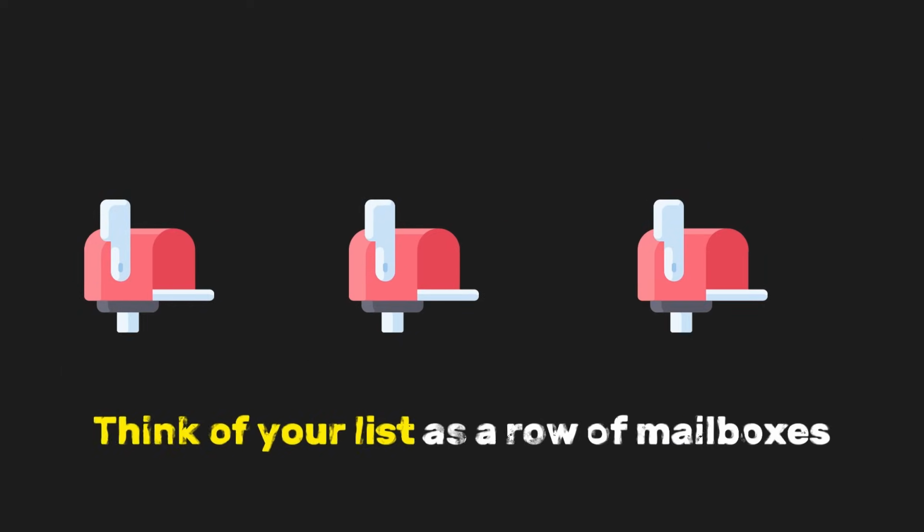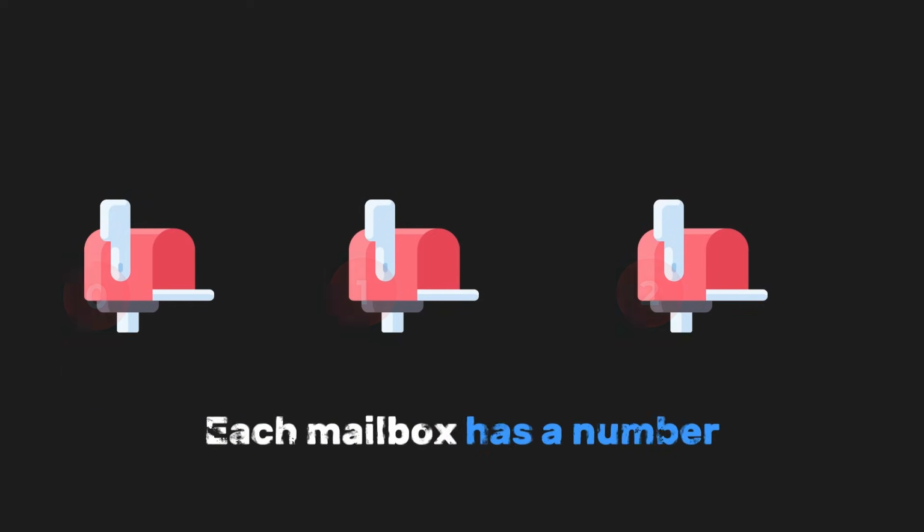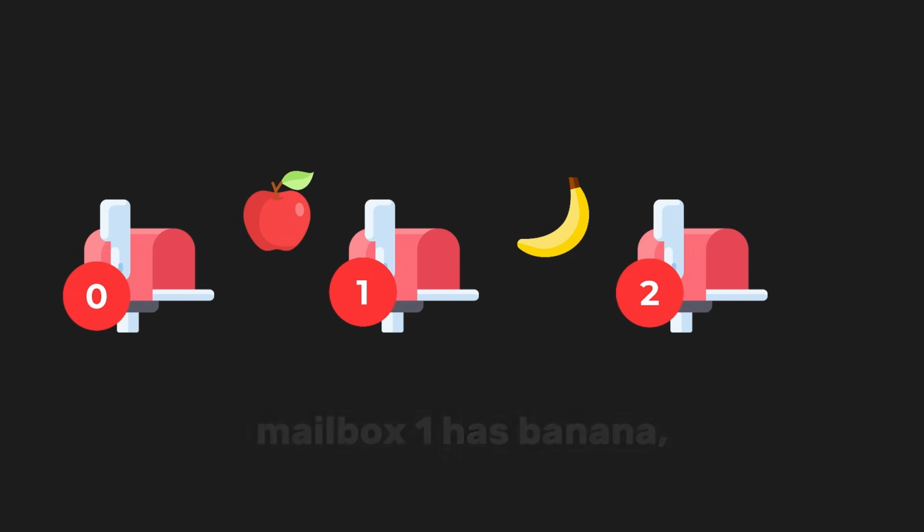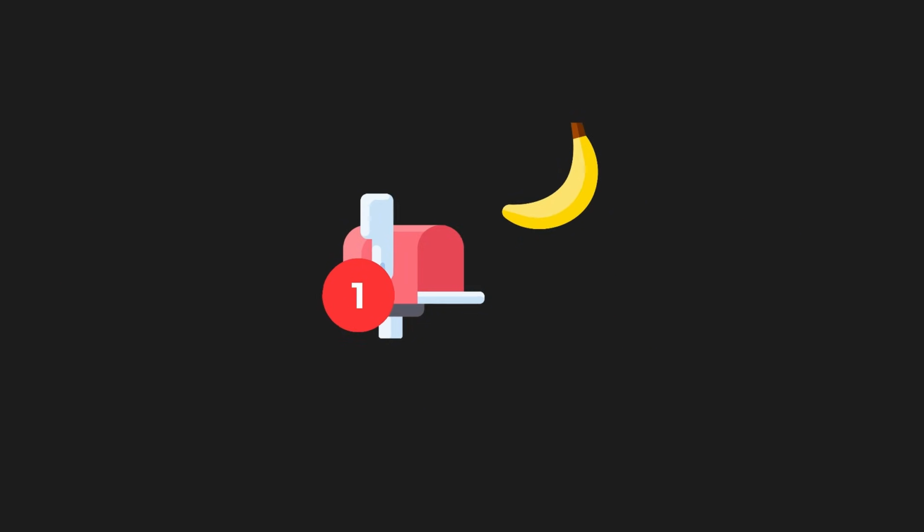Think of your list as a row of mailboxes. Each mailbox has a number. Mailbox 0 has apple. Mailbox 1 has banana. Mailbox 2 has mango. If you want the banana, just go to mailbox 1.